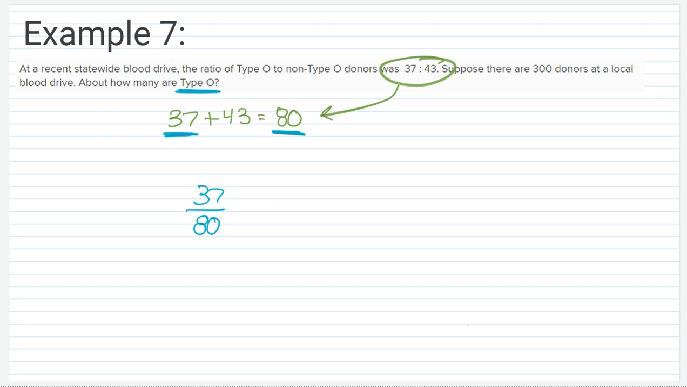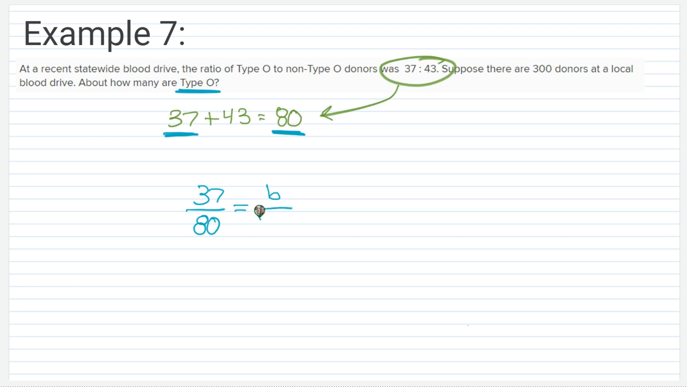We're going to have 37 to 80, and we're going to set that equal to, again, we don't know how many are type O, so I'm going to just do B for blood drive. If we use O, that might look like a 0 and we could get confused, and for me, my T's look like plus signs, so I try not to use them unless absolutely needed. So I'm going to do B for blood.